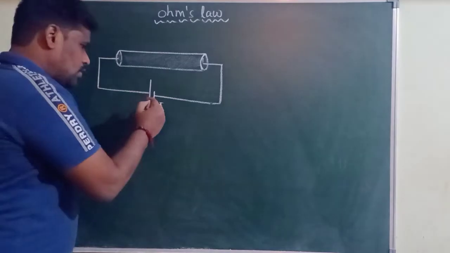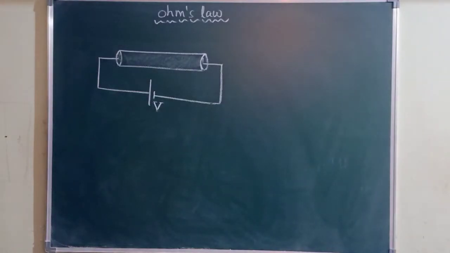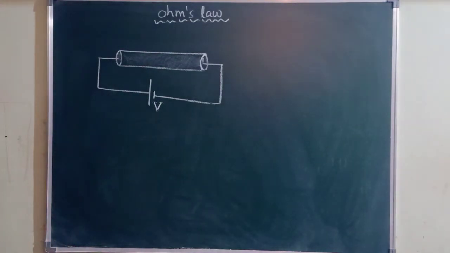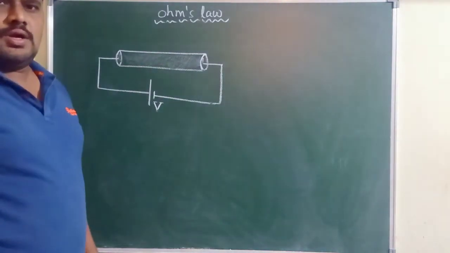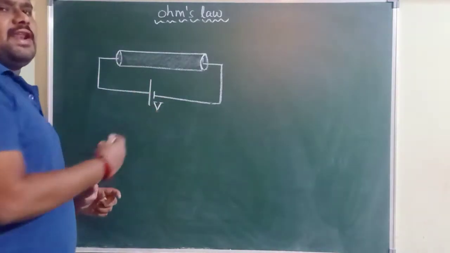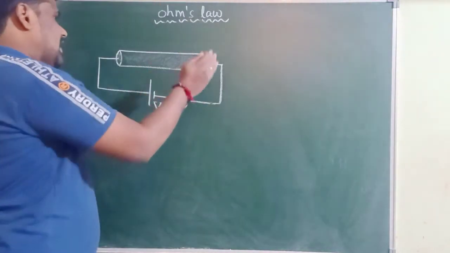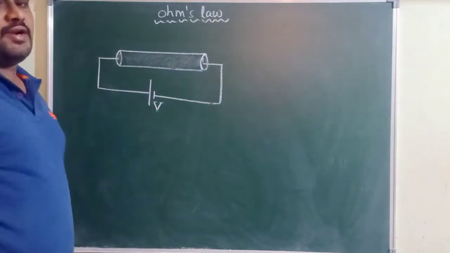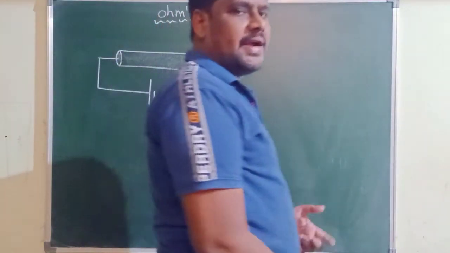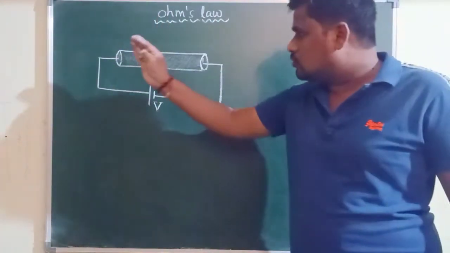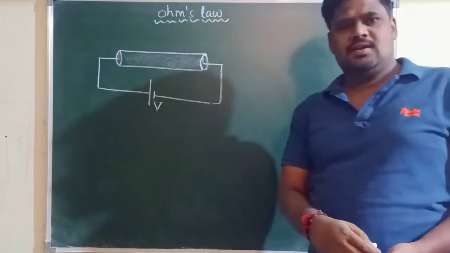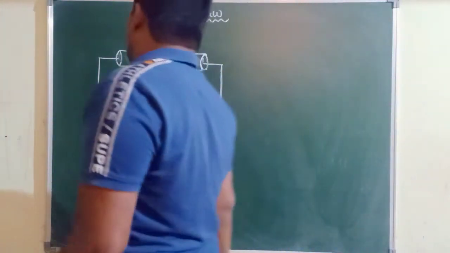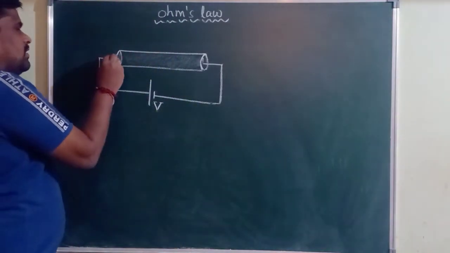As I said, when the potential difference is applied across a conductor, each free electron in the conductor experiences a force in the direction opposite to the direction of the electric field. As a result, free electrons will start drifting from one end of the conductor to the other end. When the free electrons start flowing through the conductor, the current starts flowing. Let I be the current through the conductor.